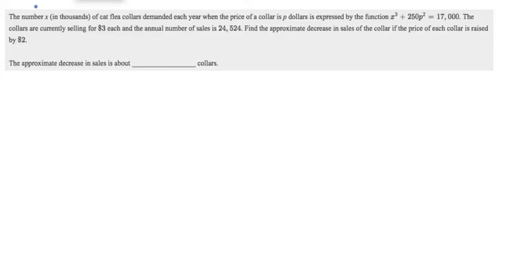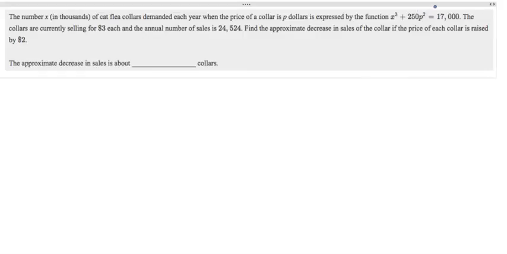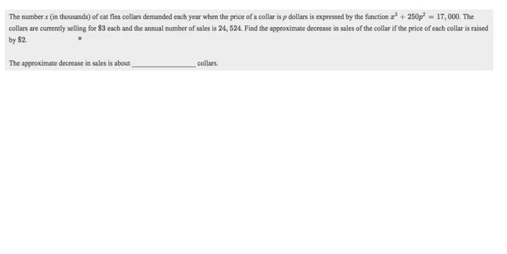So in this problem, the number X in thousands of cat flea collars demanded each year when the price of a collar is P dollars is expressed by this function, X cubed plus 250 P squared equals 17,000. Now notice that neither X nor P is solved for explicitly. They're both just a part of the equation. The collars are currently selling for $3 each and the annual number of sales is 24,000 and something. Find the approximate decrease in sales.